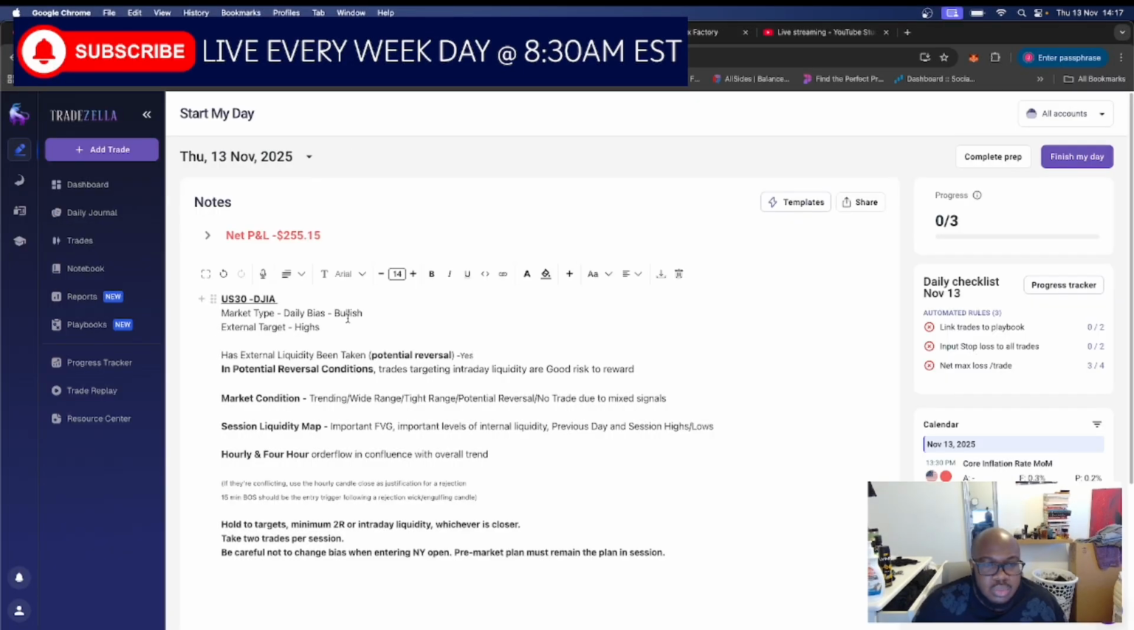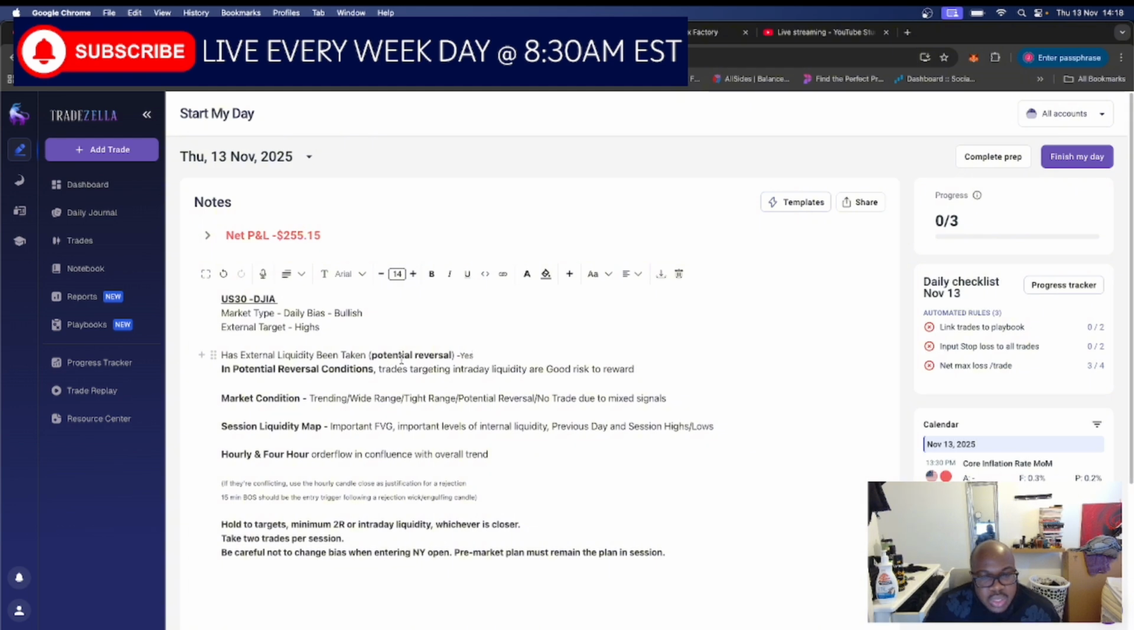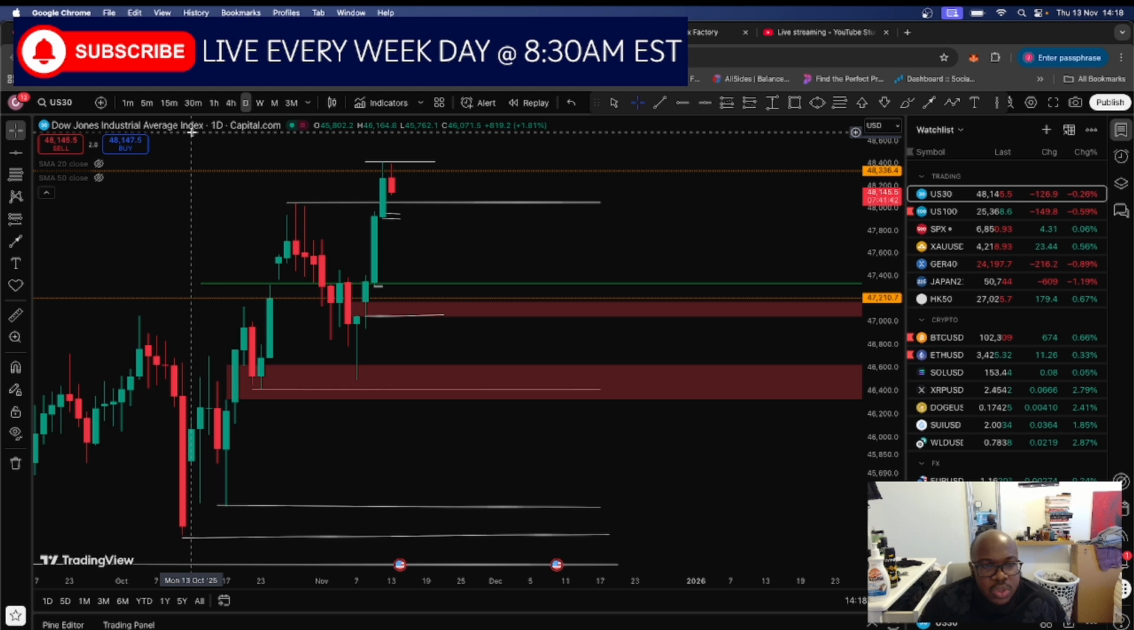And so once again, we've got bullish market bias. However, we've targeted our external highs, and when external liquidity has been taken, we have the potential for a reversal trade. In these situations where we have a reversal trade, we can take trades targeting intraday liquidity, and that includes our session lows, which we've already taken.